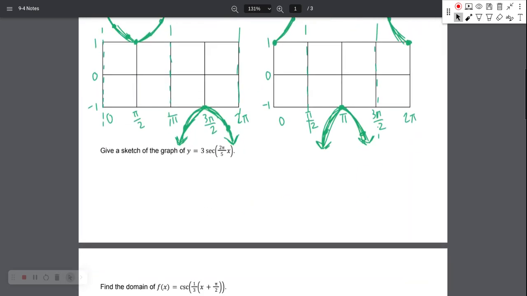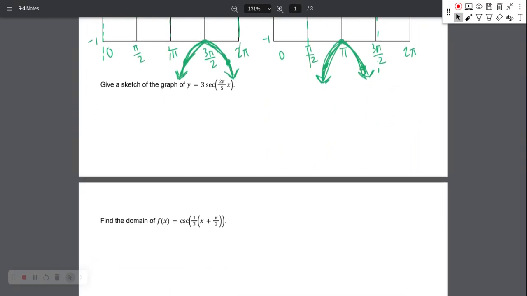Now we're going to sketch a graph that has some type of transformations. The way that I like to do something that has a lot of transformations is, honestly, I like to just graph the original graph, like the reciprocal, and then graph the reciprocal right on top of that. So if I have a graph of secant, I like to first make the graph of cosine, right? So the reciprocal graph would be 3 cosine of 2 pi over 5x.